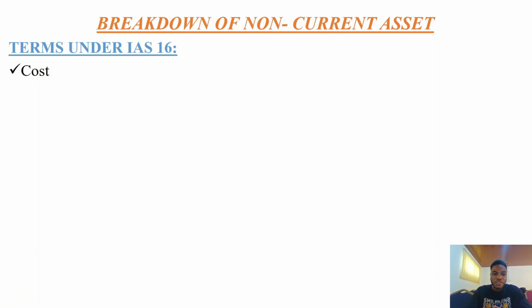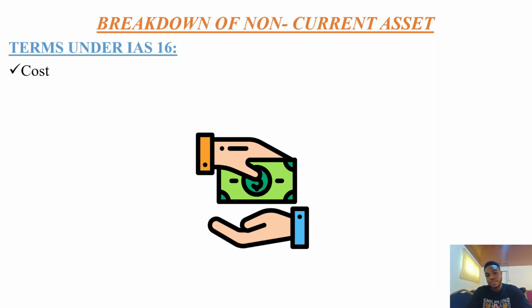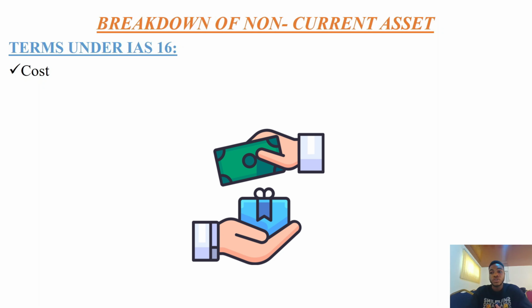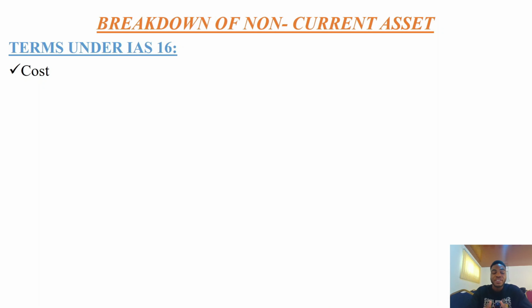Now, when you talk about the cost of an asset, it basically has to do with the consideration paid in exchange for an asset, or in exchange to acquire an asset. Okay? So if you go to the market and pay 50,000 to acquire an asset, it means that 50,000 becomes the cost of the asset.